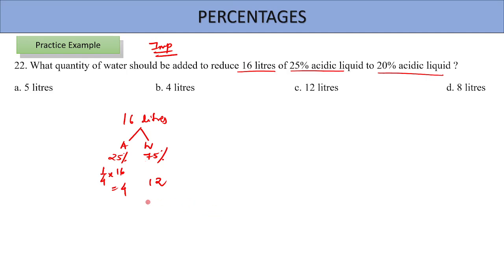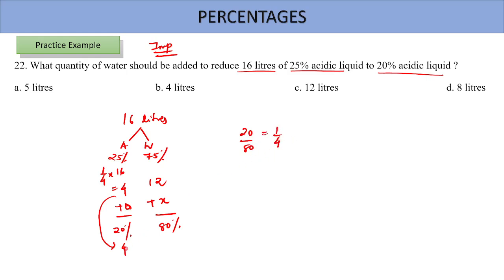Now they are asking what quantity of water I should add so that I get 20 percent acid and 80 percent water. Now apply the same logic here as well. Am I adding any acid here? I repeat, am I adding any acid here? No. So my acid quantity should remain the same, which is 4. So my 20 by 80 is nothing but 1 by 4.